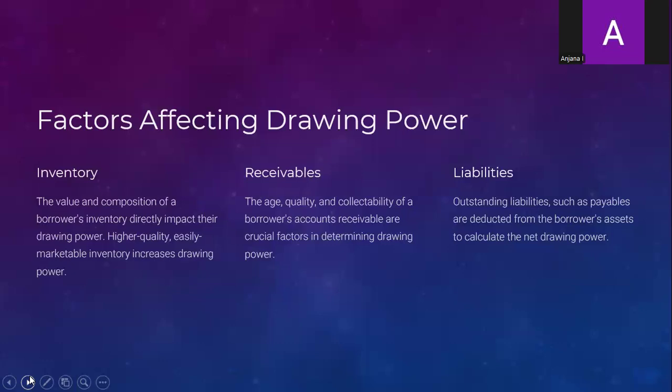Second is your receivables. As far as receivables are concerned, the age, quality, and collectability of a borrower's account receivables are crucial factors in determining drawing cost. This means that the bank will not fund all the receivables in the business. And if you go through the sanction terms of any CC limit, it will be clearly mentioned the number of days up to which the receivables can be funded by the bank.